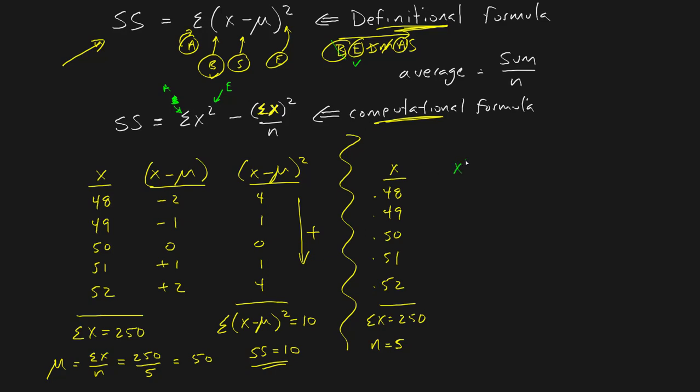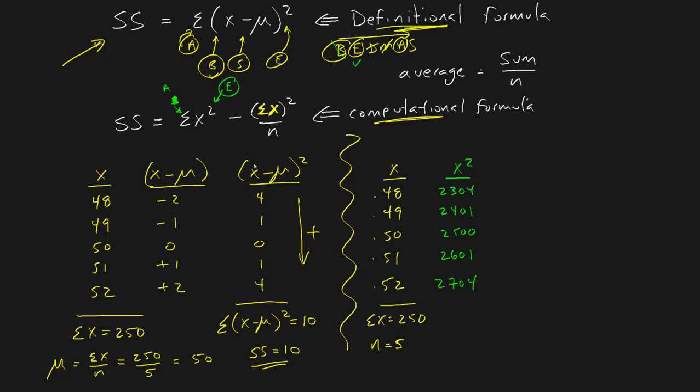So I have to square each x. So I have to do 48 squared, and then 49 squared, and then 50 squared, and so on. So 48 squared is 2,304. 49 squared is 2,401. 50 squared is 2,500. 51 squared is 2,601. And 52 squared is 2,704.